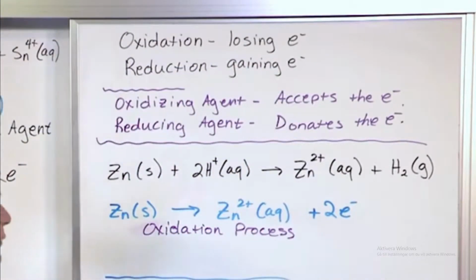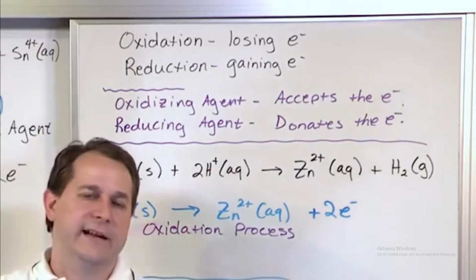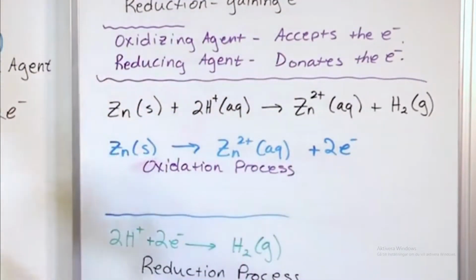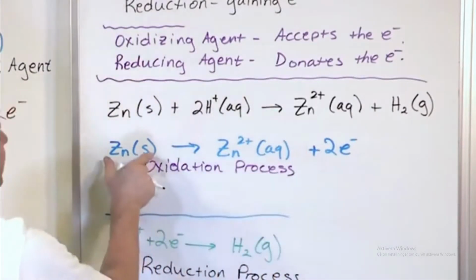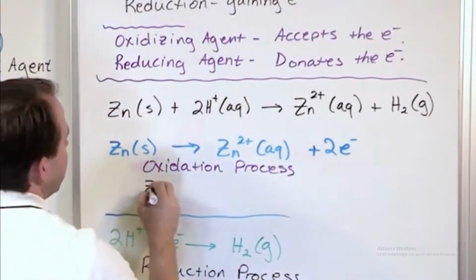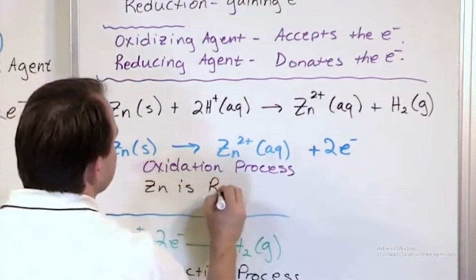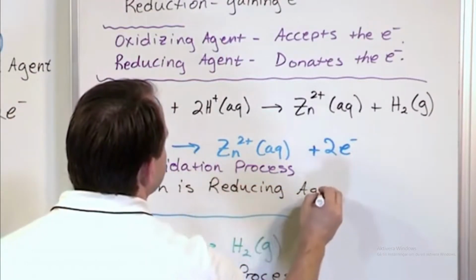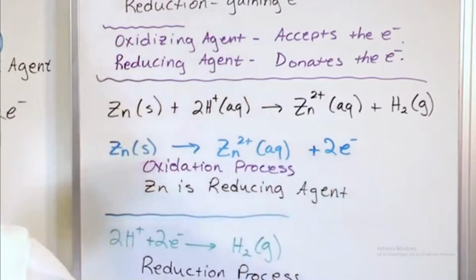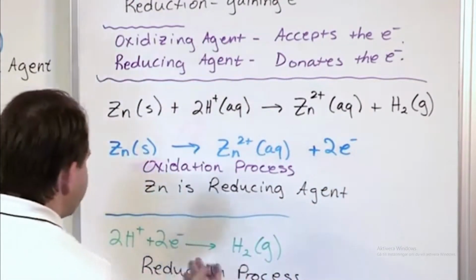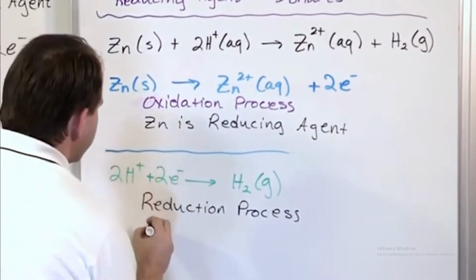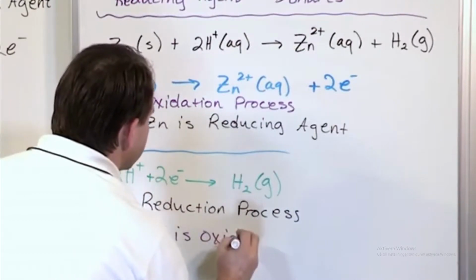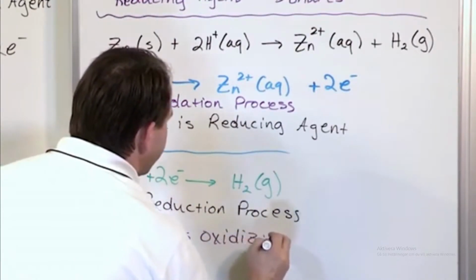Accepting electrons, in other words, gaining electrons, is called a reduction. Now, if I also wanted to identify what species is the oxidizing agent and what species is the reducing agent, it's very simple now. Once I know that this is an oxidation process, this zinc on the left-hand side, zinc is the reducing agent. All right? And then, since this is a reduction process, this hydrogen ion I started with, H+, is the oxidizing agent.